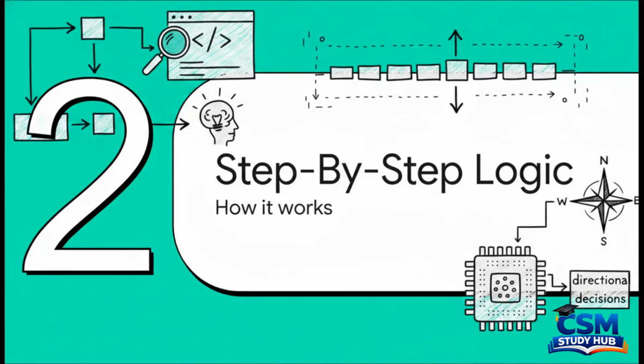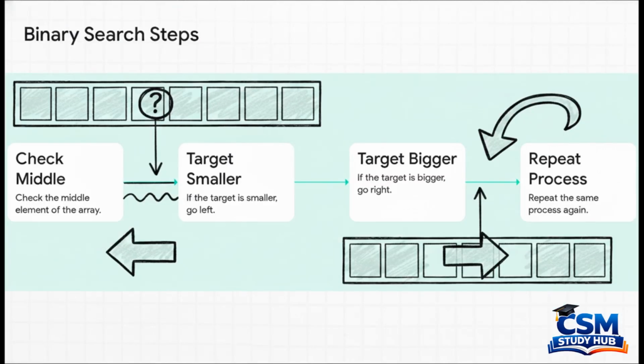Moving on to section 2, step-by-step core logic. Let's look under the hood at the simple internal mechanics. The heart of this algorithm is really just a beautifully simple 4-step loop. Let's walk through it together. Step 1, you check the exact middle element of your array. If it's your target, boom, you're done. If not, we hit step 2.